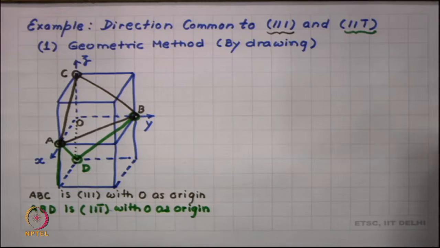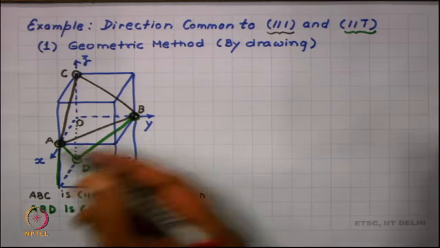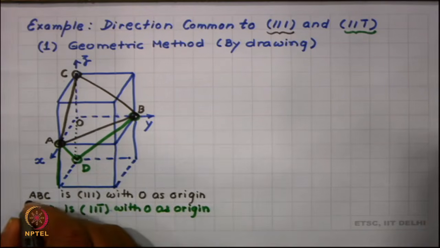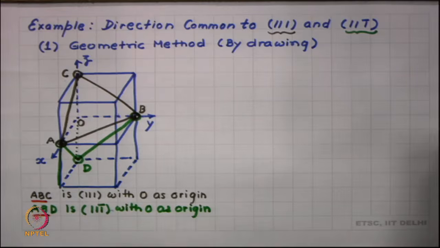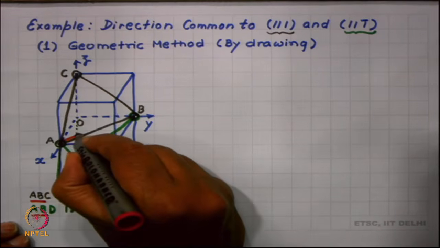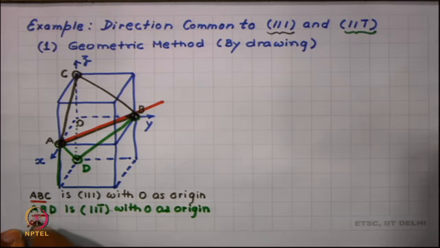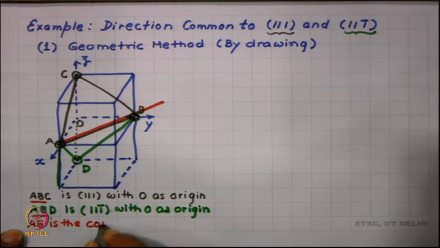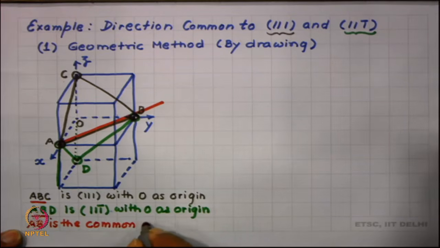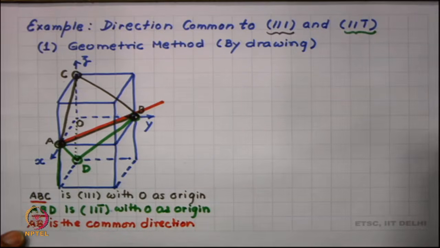Now, what is the common direction? Just by inspection I am seeing that AB direction, AB is common to both the planes. So, the AB becomes my common direction. So, by observation I find that AB is the common direction.